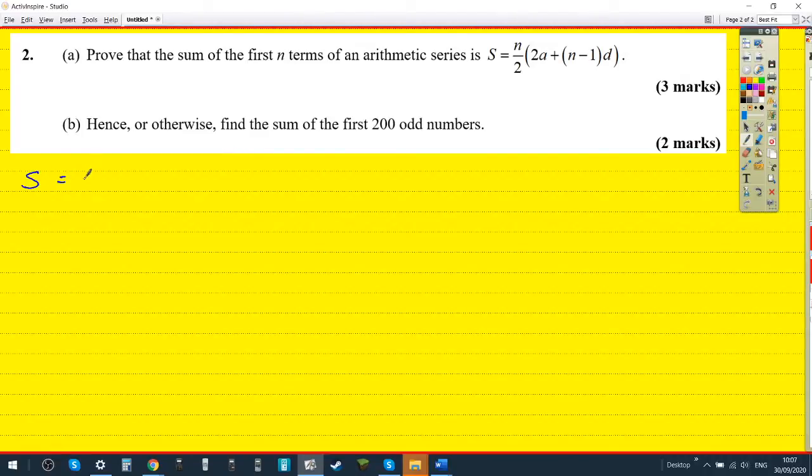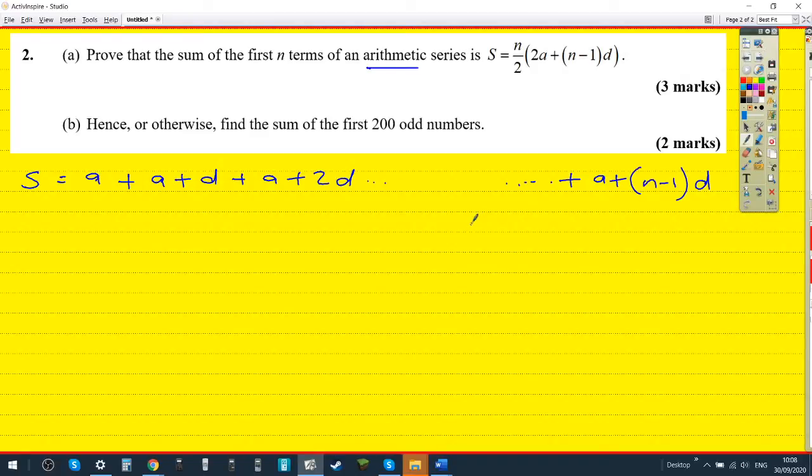So a sequence. What would you call the first term algebraically? a. Second term, a plus d. Third term, a plus 2d. What would be the very last term? a plus nd. It would be one less than that because there was no d at the end, so it would be a plus (n minus 1)d. Second last term? a plus (n minus 2)d. And actually, yes. Let us see now.